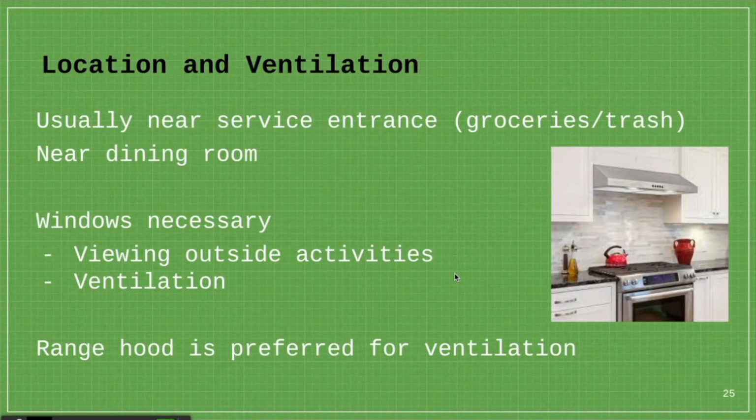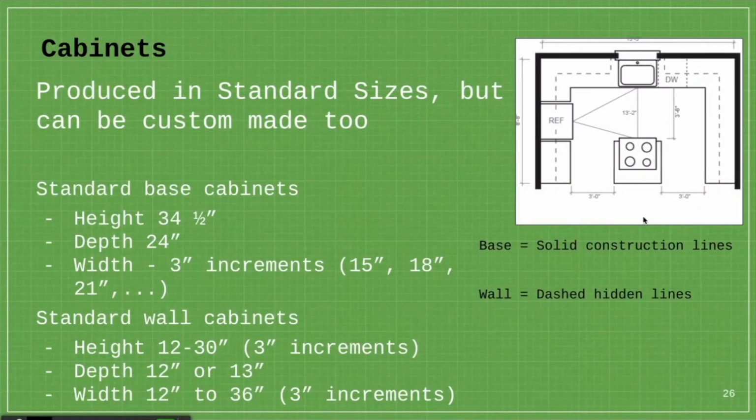So with location and ventilation, a lot of times the kitchen is near the service entrance, so attached to a garage, that door, or a side door, so it's easy to bring in groceries and trash. It's also usually located near the dining room. Windows are necessary, helps you view outside activities, make you feel like you're not in a dungeon, and also provide some ventilation. And then using a range hood or a hood that's underneath a microwave is really preferred for ventilation also to not set off your smoke detectors.